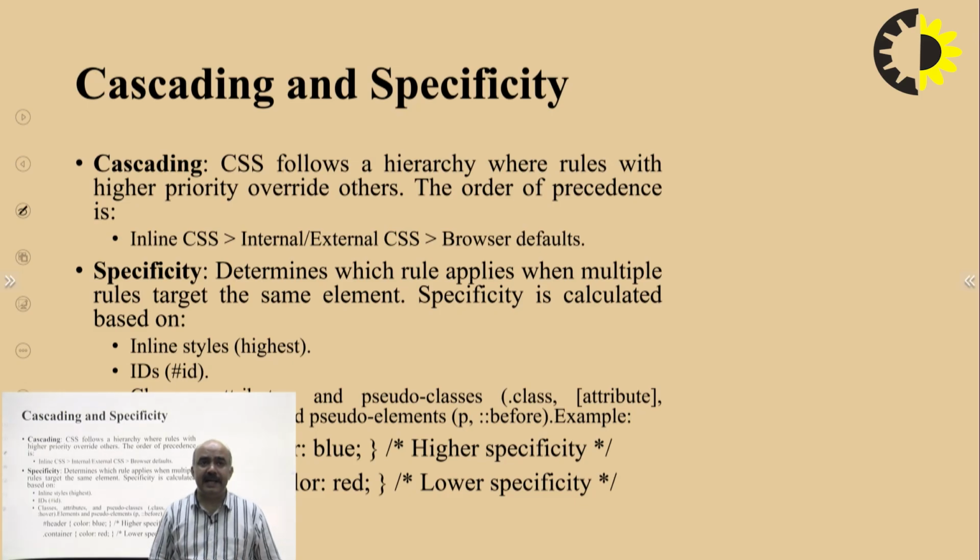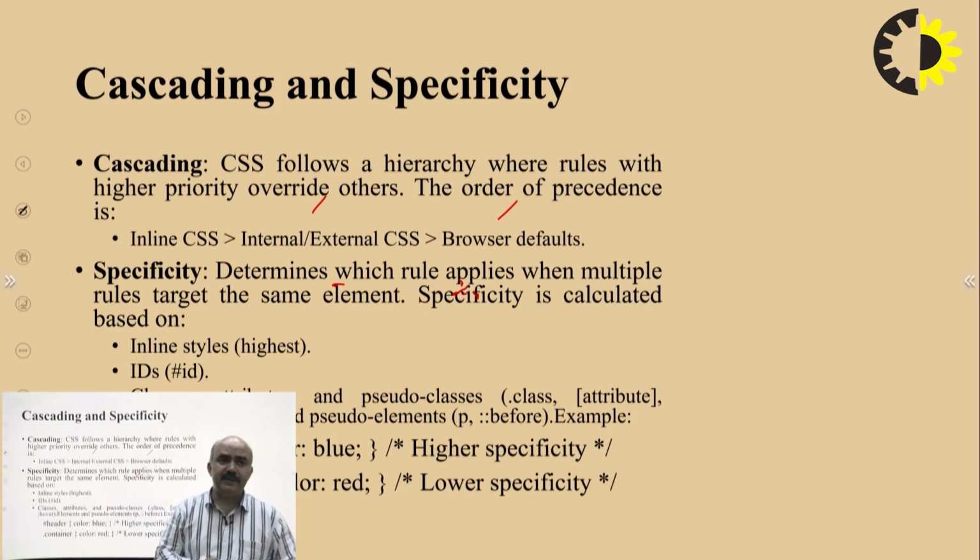Okay, now another important point that we come across in CSS is priority. Cascading and specificity provide the priority, which tells which type of CSS has priority over the other types. Inline CSS has the highest priority. Then we have internal and external CSS as the second, and then the browser default priority.